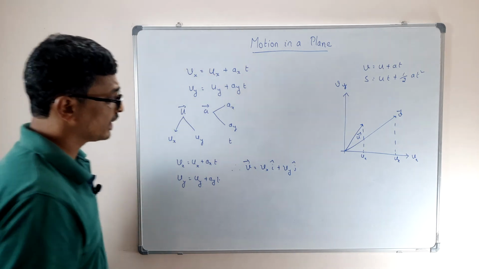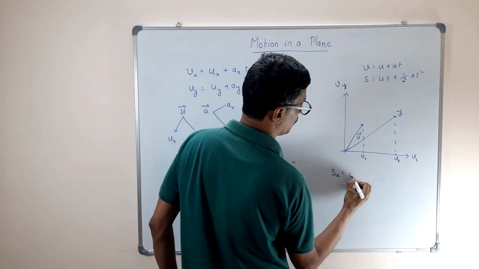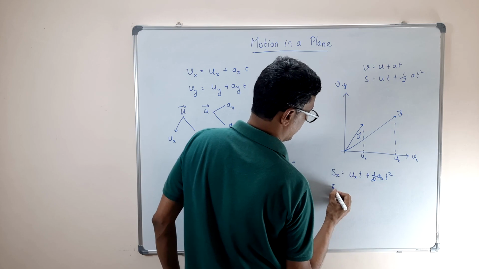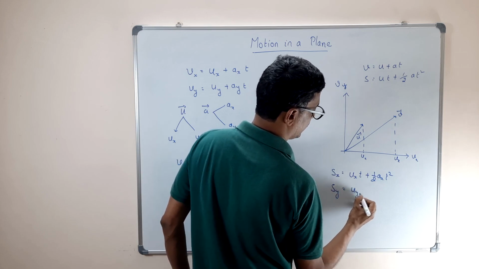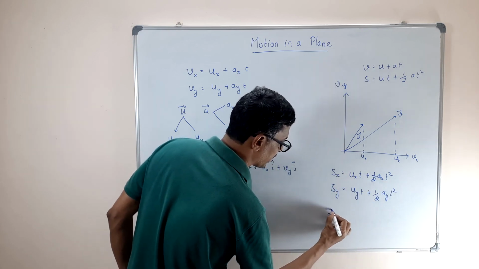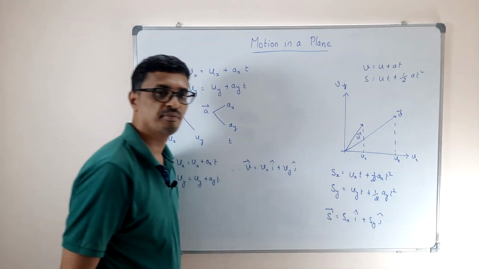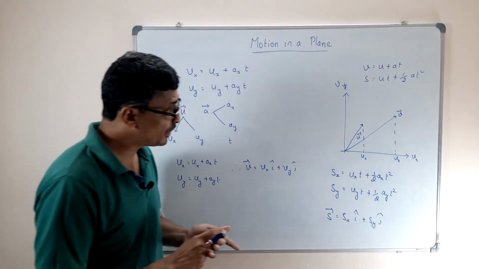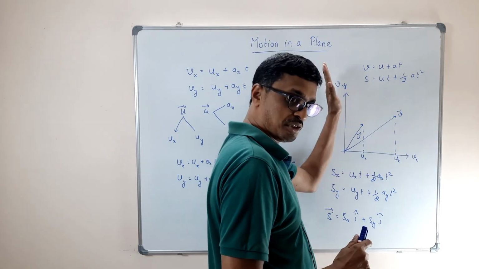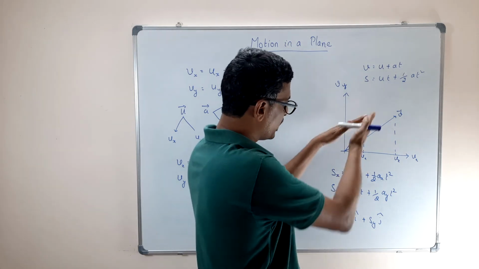The same way, go for the second law. S of x equal to uxt plus half axt square, and S of y will be equal to uyt plus half ayt square. So your displacement S vector will be equal to sx i cap plus sy j cap. It's simple. When you resolve it into x-axis and y-axis, they are rectilinear motions, so you can deal with all the equations of rectilinear motion, and when you want the vector back, combine them and put the proper unit vector.